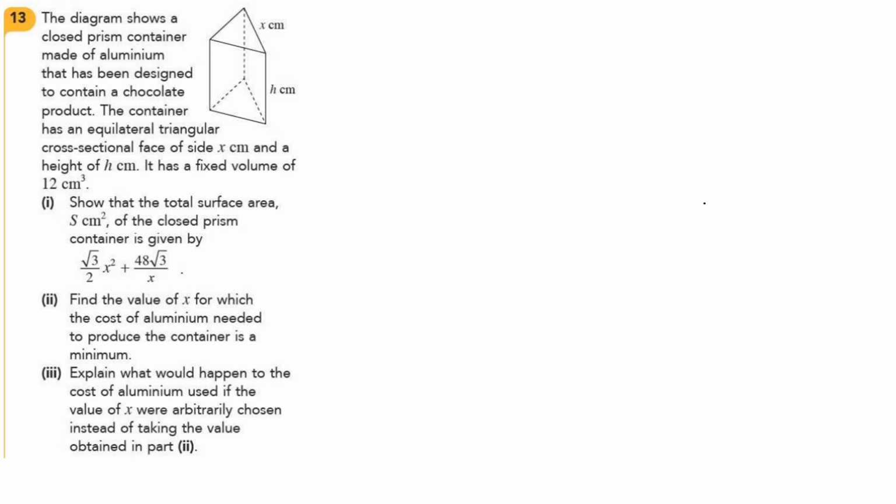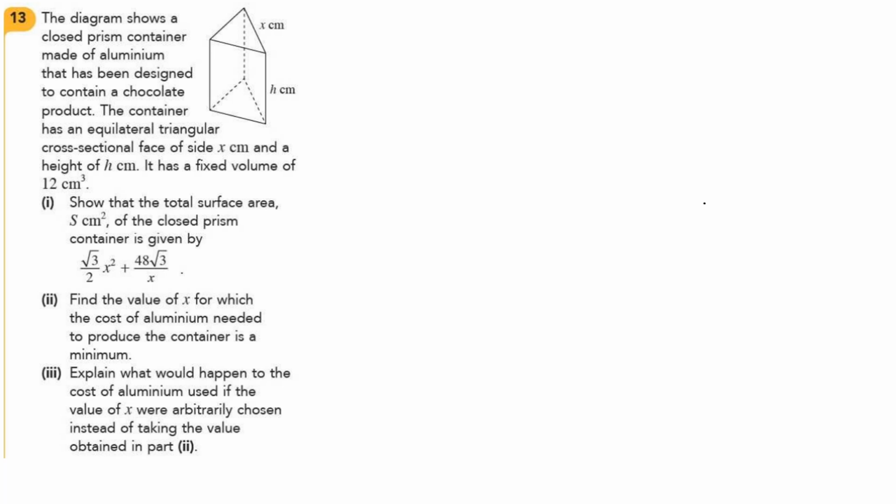Right, so if you look at question 13, we're talking about a trapezium, and what do we want to do? It looks like Toblerone. Have you eaten Toblerone chocolate before? Yeah, so in part 2, zoom into part 2, you're asked to find the value of x for which the cost of aluminium needed is a minimum. Because you need to wrap this prism. Imagine it's a chocolate.